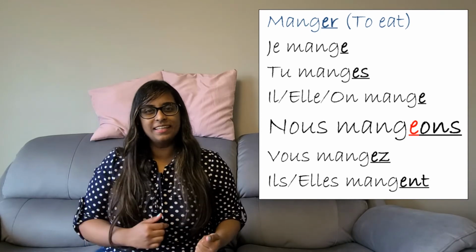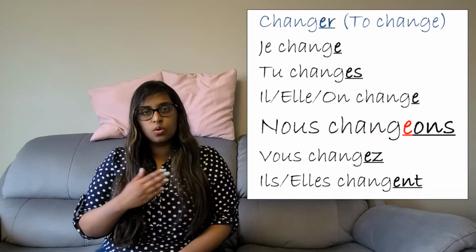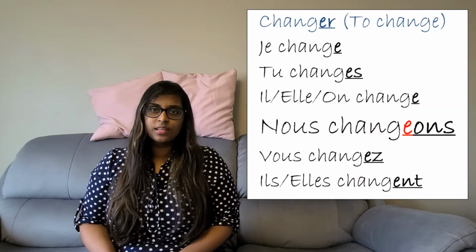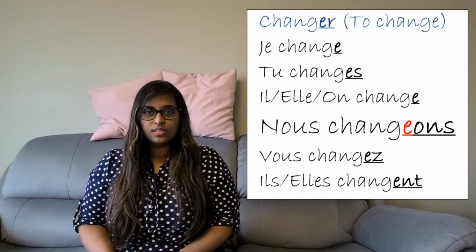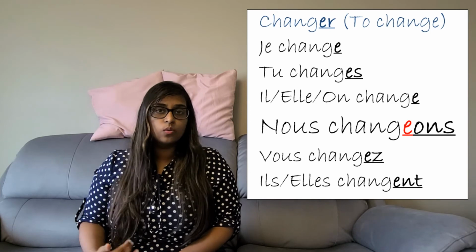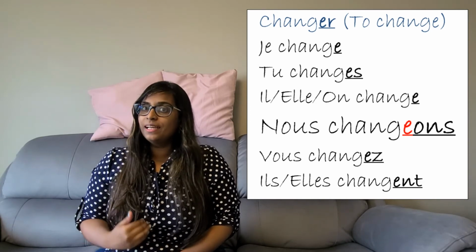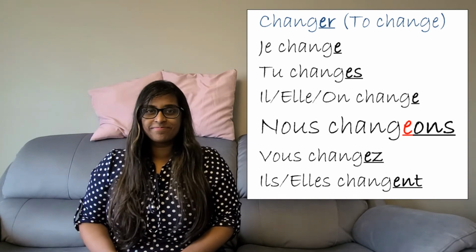So we add the E. And this applies to every verb ending in GER. For example, changer, nous changeons. Everything else is conjugated the same way. So je, tu, il, elle, on, vous, ils, elles, conjugated the same.